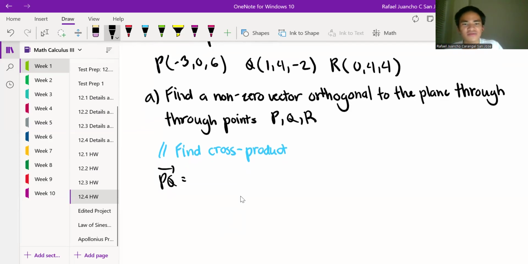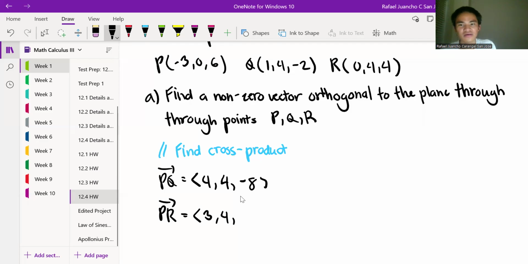Anyways, 1 minus -3 is 1 plus 3, so that's 4. 4 minus 0, that's 4. -2 minus 6, that's -8. So these are the components to get from P to Q. For -3, you have to add 4. For 0, you have to add 4. And for 6, you have to add -8 to get Q. Now PR is the same idea. So 0 minus -3 is 3. 4 minus 0 is 4. 4 minus 6 is -2.